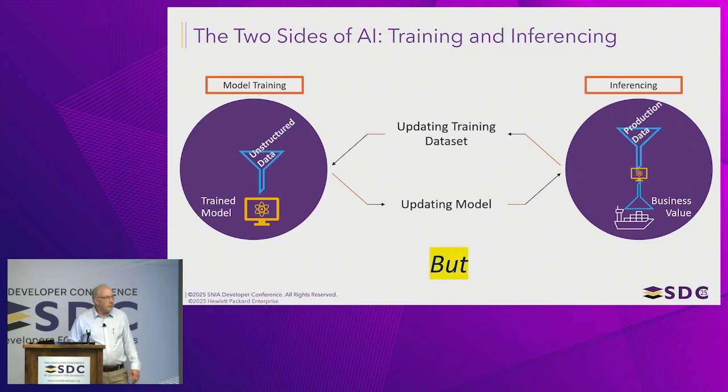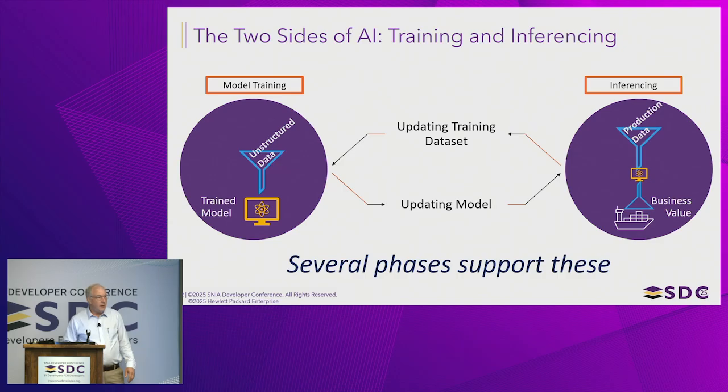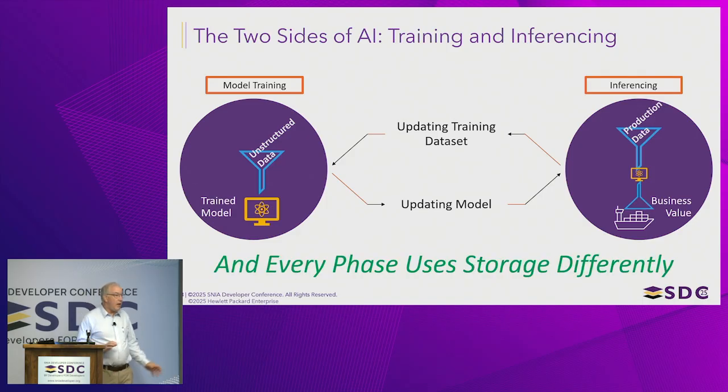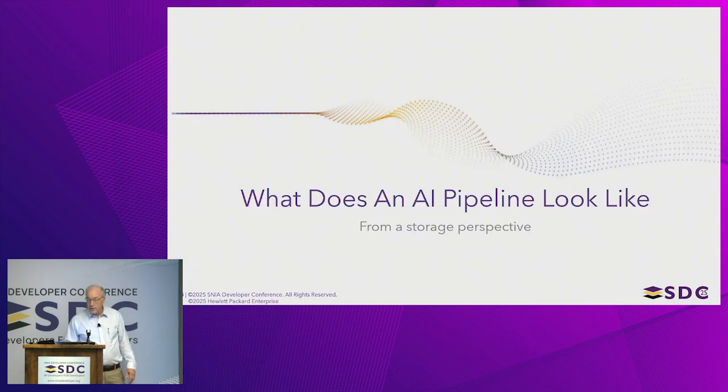But there's always a but, and we put a but in this case too, because we've got to have one. If you want to get the big picture, we have to remember there's a bunch of different phases of the process that support these two key sides of AI. And every one of those phases uses storage differently. To really understand the big picture, you want to be thinking about all of those phases and how they're using AI. So let's take a quick look at what an AI pipeline looks like.